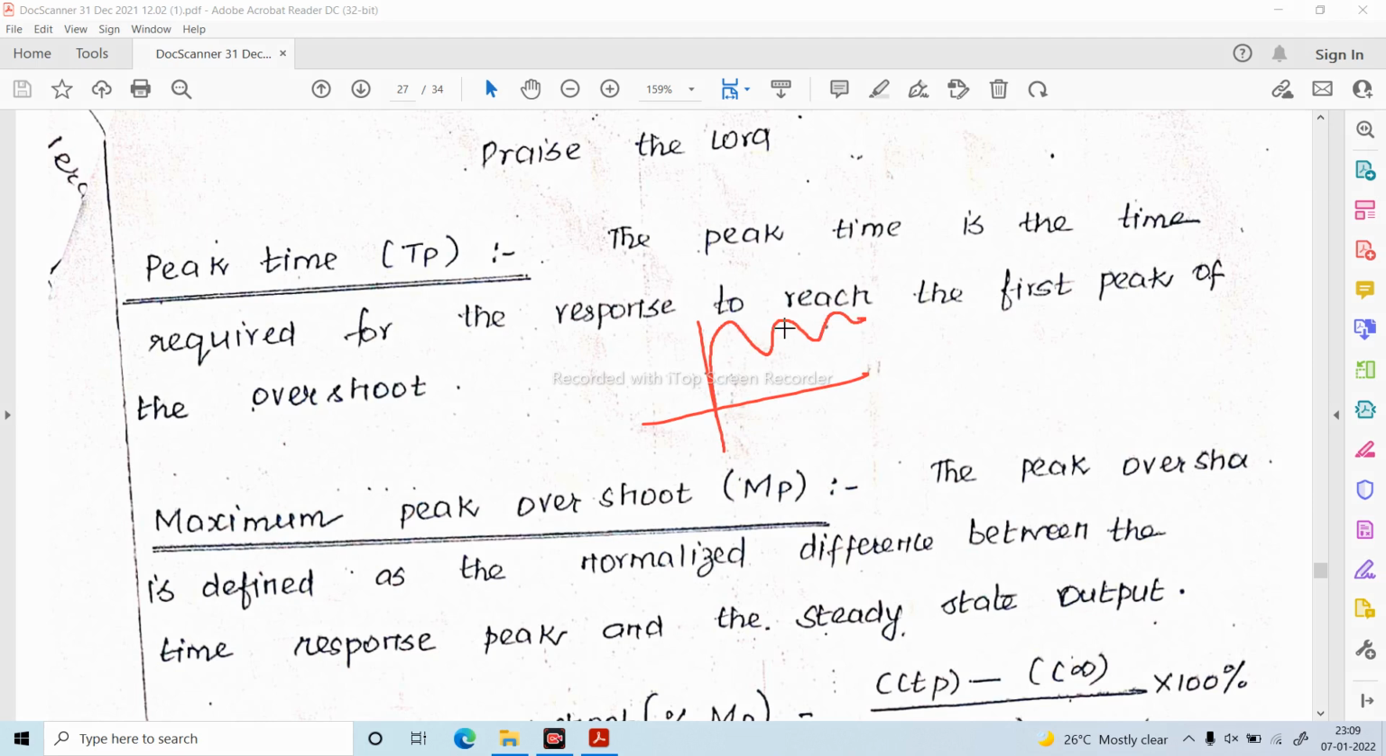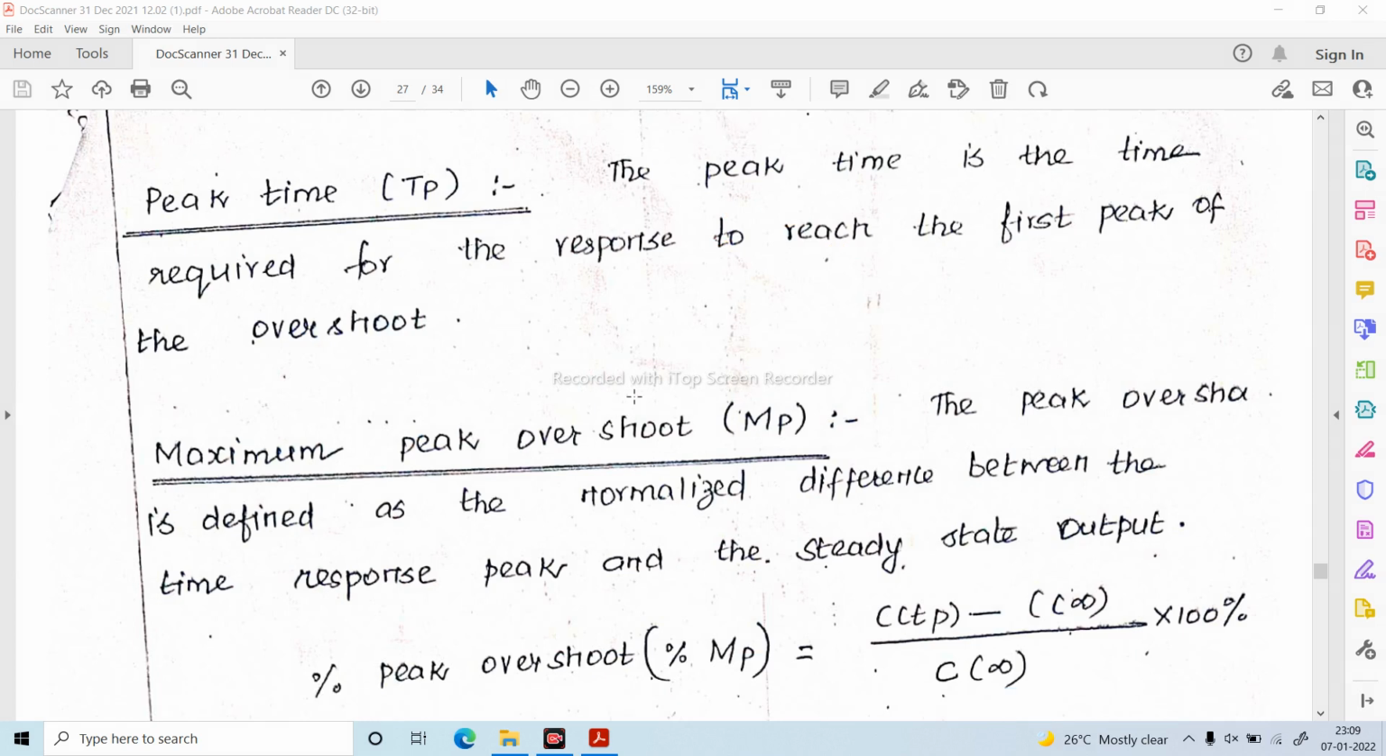Here this is peak number 1, that is the first peak overshoot. This is the second peak, undershoot, third peak, that is overshoot, and fourth, undershoot. So this is the response of the second order system subjected to unit step input. Okay, next, maximum peak overshoot.